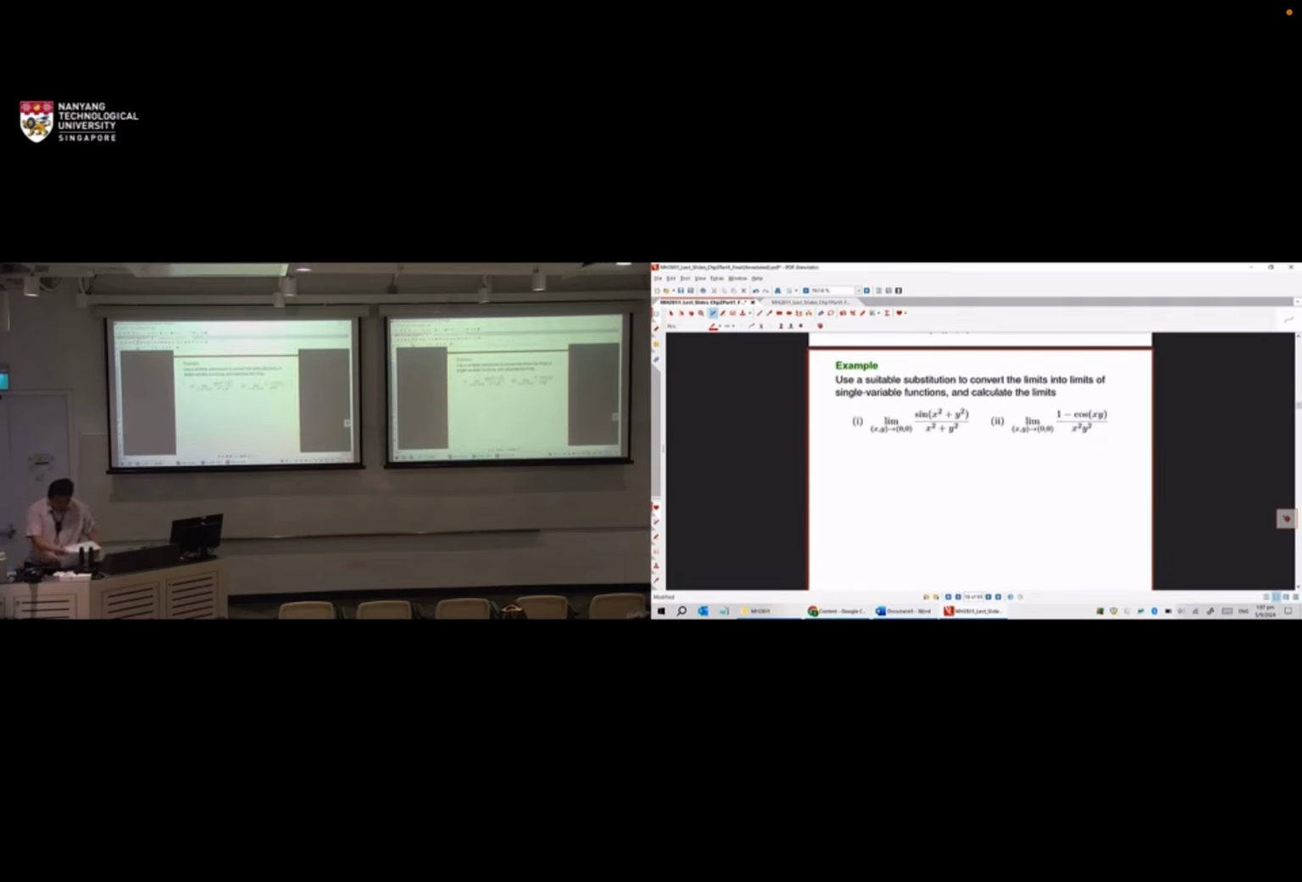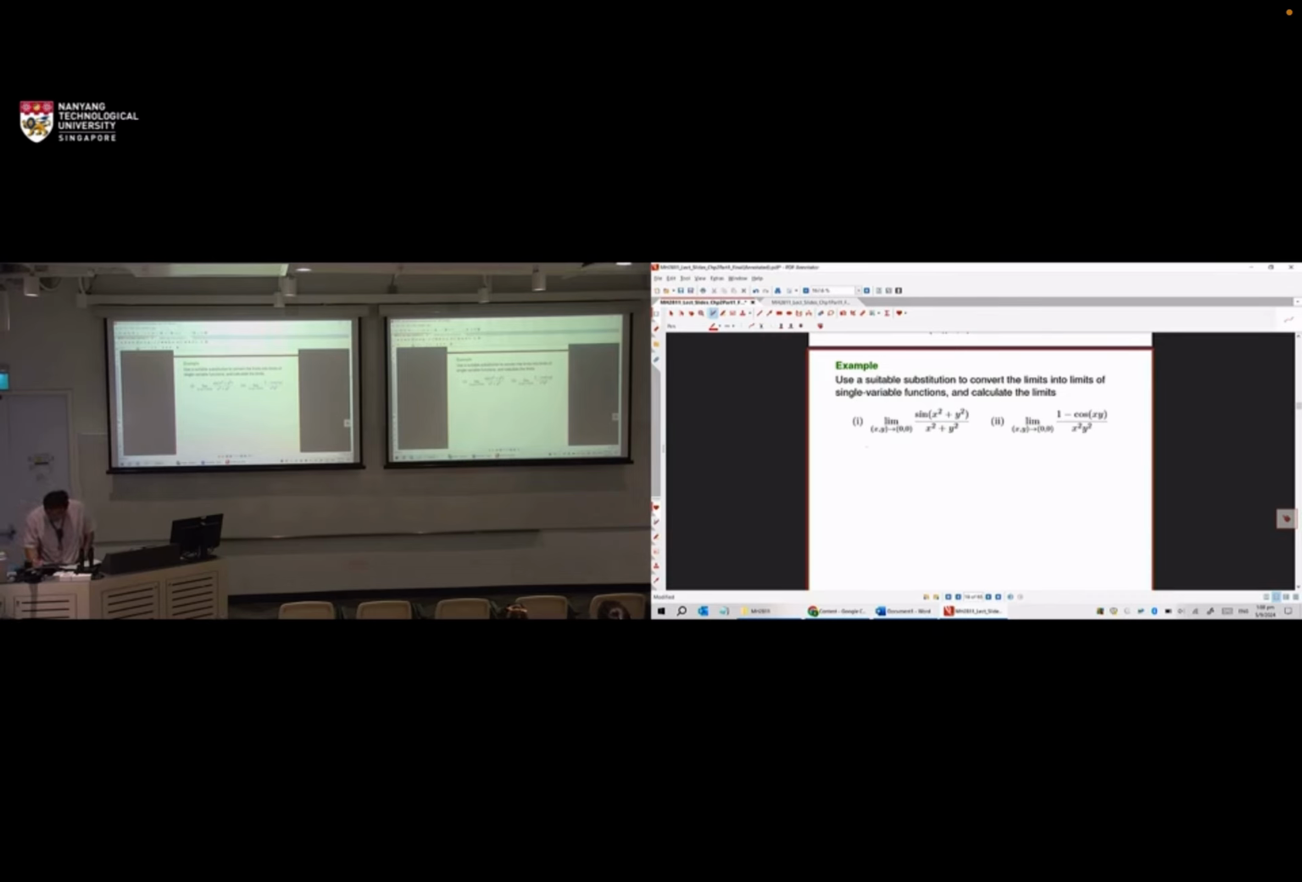Now we move on to the next question. Use a suitable substitution to convert the limits into limits of a single variable function and calculate the limits. Again, it's a complicated question, so if you can try to make them look more friendly for you to handle, that would be great. So how do we proceed?